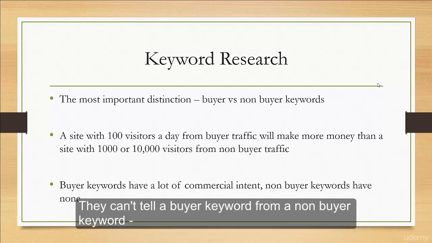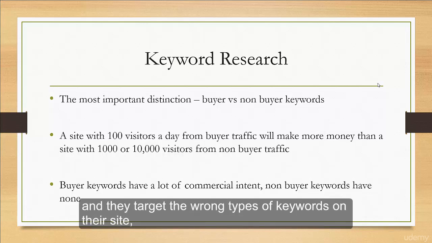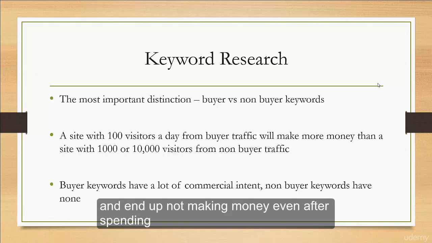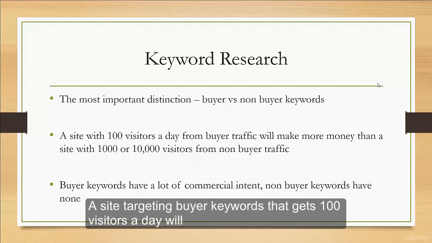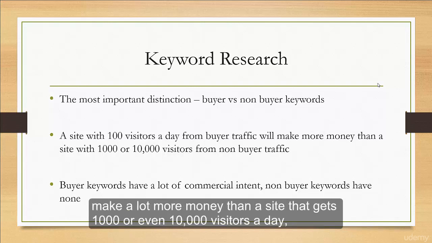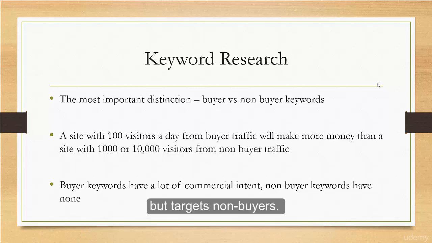The vast majority of folks attempting to build Amazon affiliate sites do not know this key distinction. They can't tell a buyer keyword from a non-buyer keyword, and they target the wrong types of keywords on their site, spend a lot of money and effort in trying to rank them, and end up not making money even after spending several months creating content and hundreds, if not thousands of dollars in link building costs. A site targeting buyer keywords that gets 100 visitors a day will make a lot more money than a site that gets 1,000 or even 10,000 visitors a day but targets non-buyers.